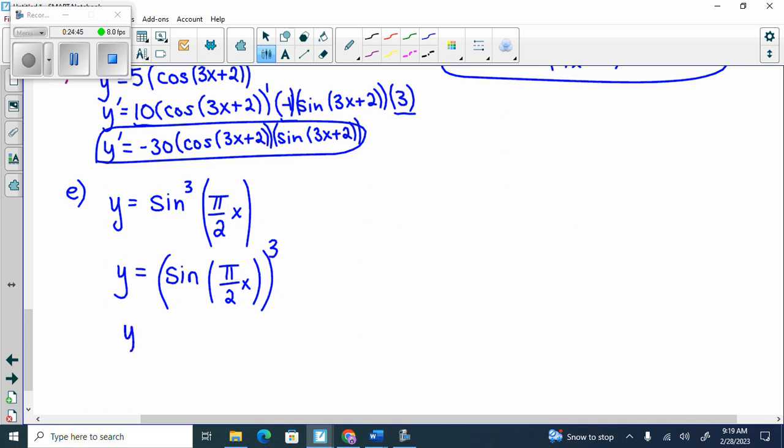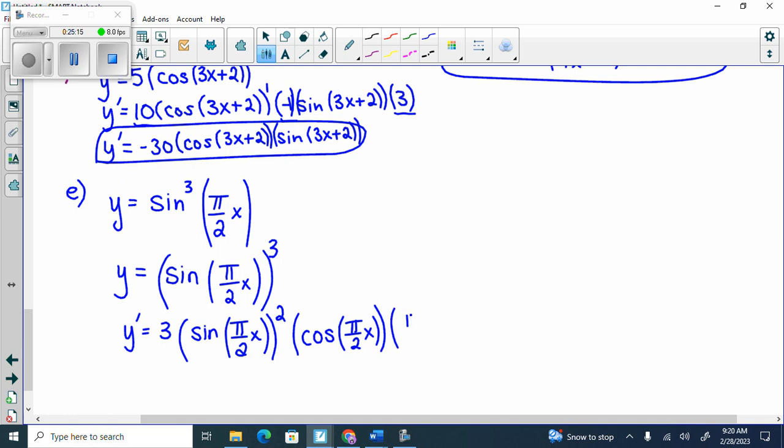So we get y prime equals 3 sine pi over 2x to the 2. Then I did the outside. Now I have to do the inside. What's the derivative of sine? Not negative. Cos. It's cos. And then pi over 2x. And I'm not done. What do I have to do? Take the derivative of pi over 2x, which is just pi over 2.